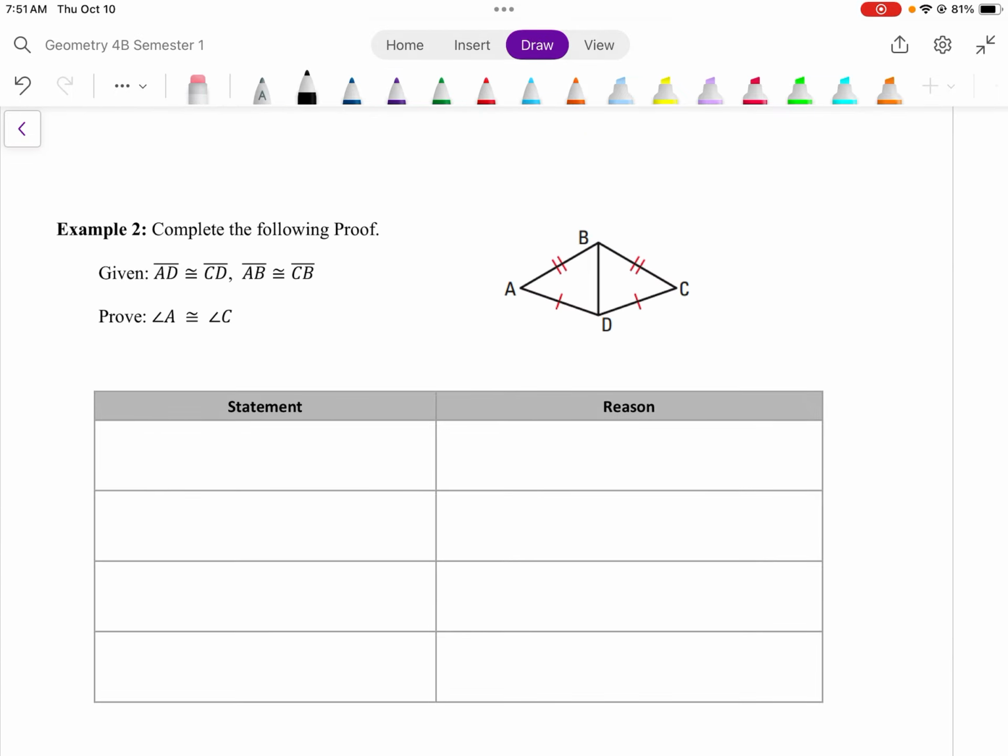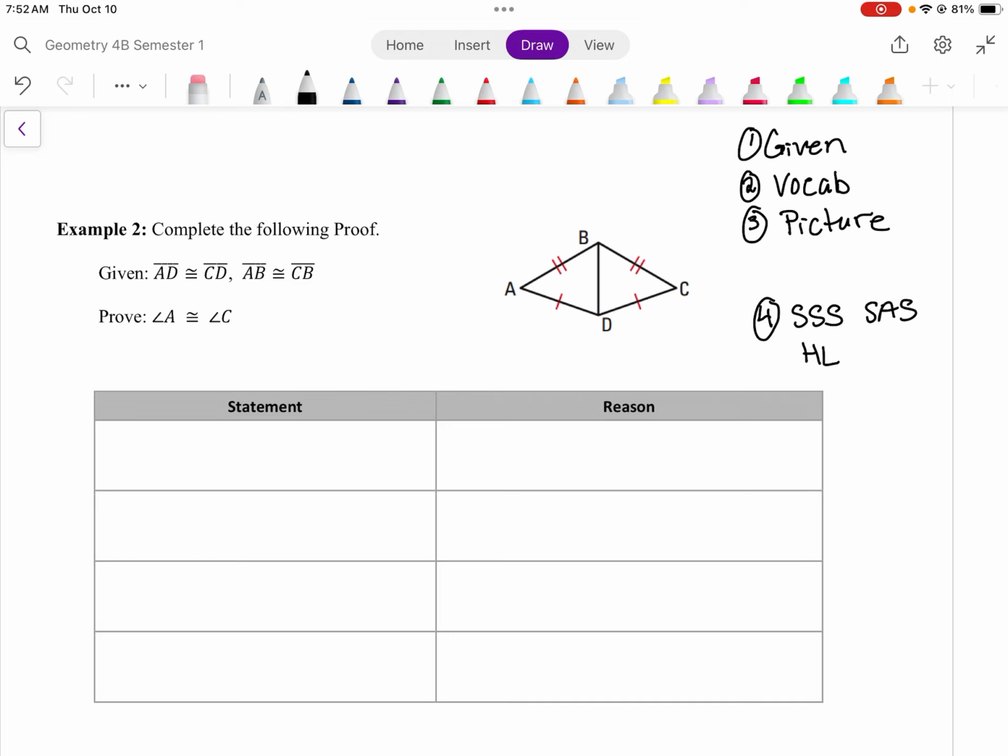With our proofs, we are still going to be following the first 4 steps that we've been doing this entire chapter. We're going to start with our given. We're going to use any vocab. Then we're going to look at the picture. And then we're going to use one of our 5 shortcuts to say that the triangles are congruent. Once you know the triangles are congruent, that is where our new step comes in, and that is going to be CPCTC. So 5 steps for our proof.